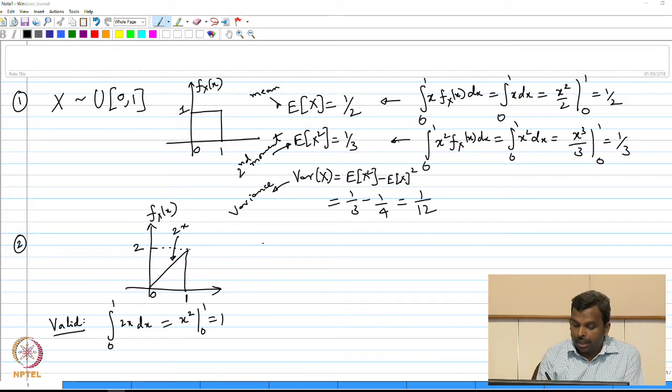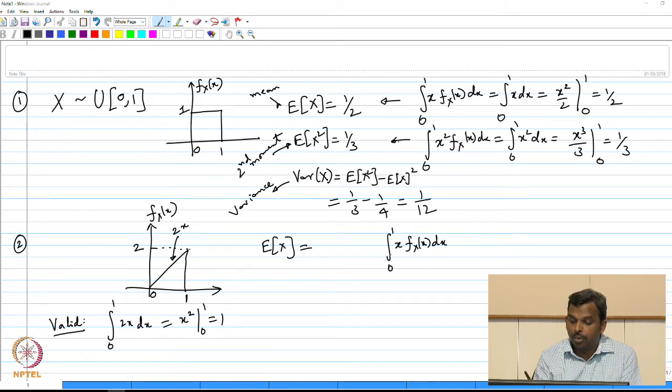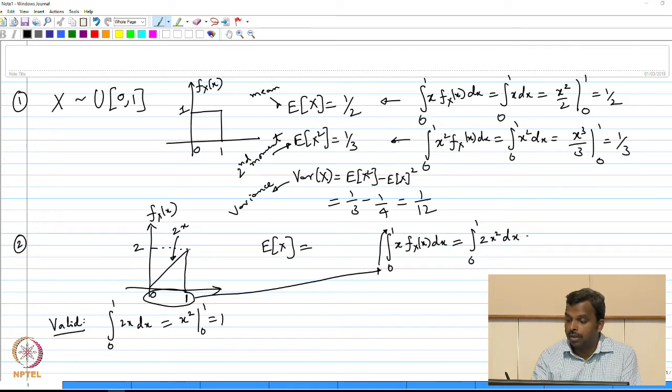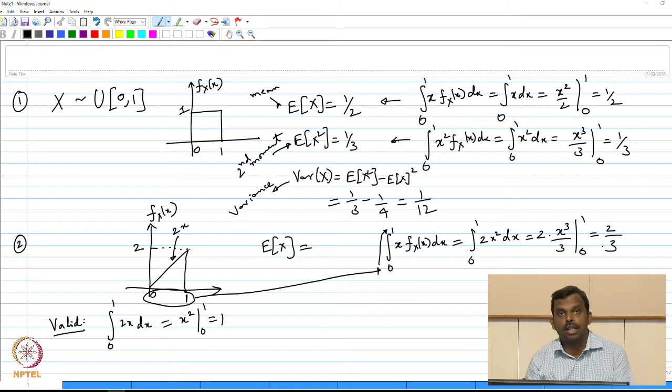If you want to repeat this calculation here, if you want to look at expected value of x, how would you do the calculation? You do integral 0 to 1 x times fx of x dx. By the way, I'm doing 0 to 1 because the range here is 0 to 1. So that's enough for my calculation. So this is integral 0 to 1 2 times x squared dx. That just becomes 2 times x cubed by 3 evaluated between 0 and 1. So that's 2/3. Okay, so you see the mean here is larger.